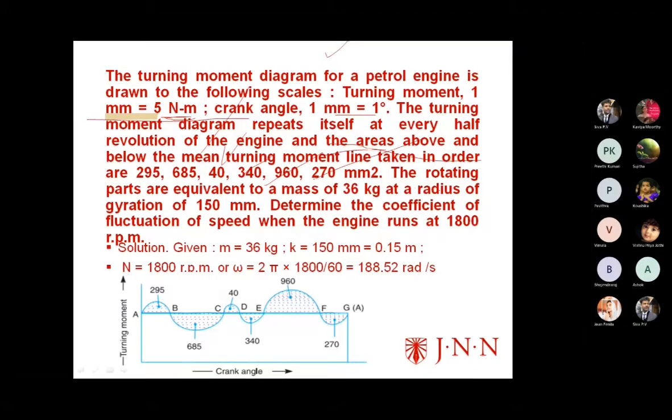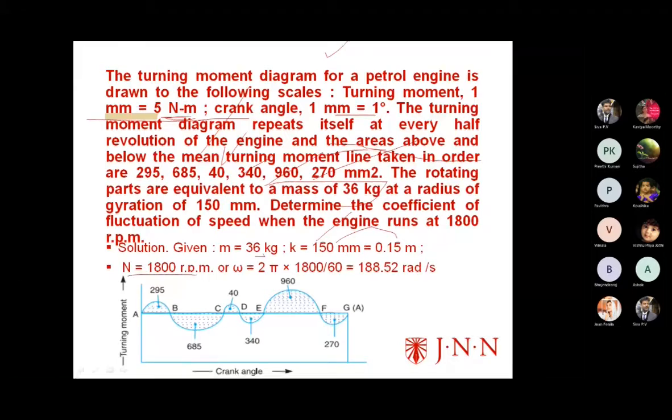So what data are given? The mass value is 36 kilogram, as the rotating parts are equivalent to a mass of 36 kilogram. The radius of gyration K value is 150 mm given. Converting mm into meter, divided by 1000, we get 0.15 meter. And the speed N equals 1800 rpm, given.